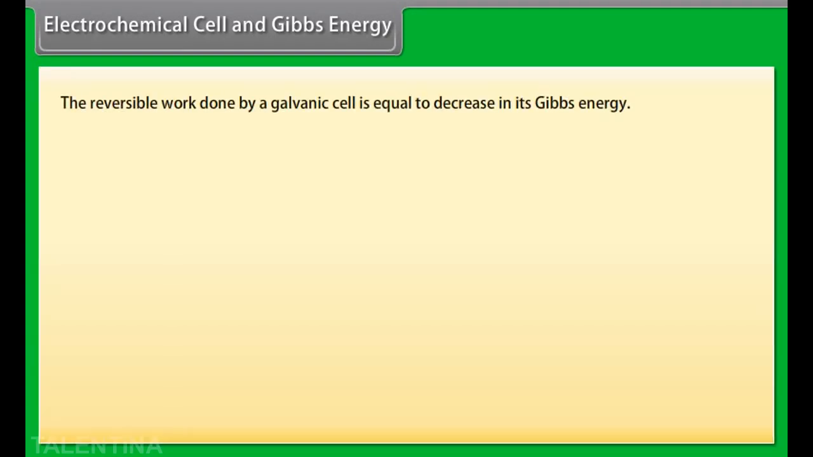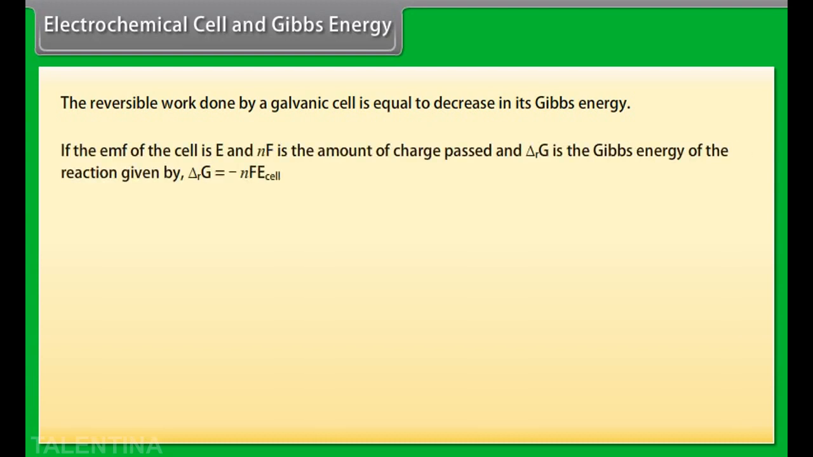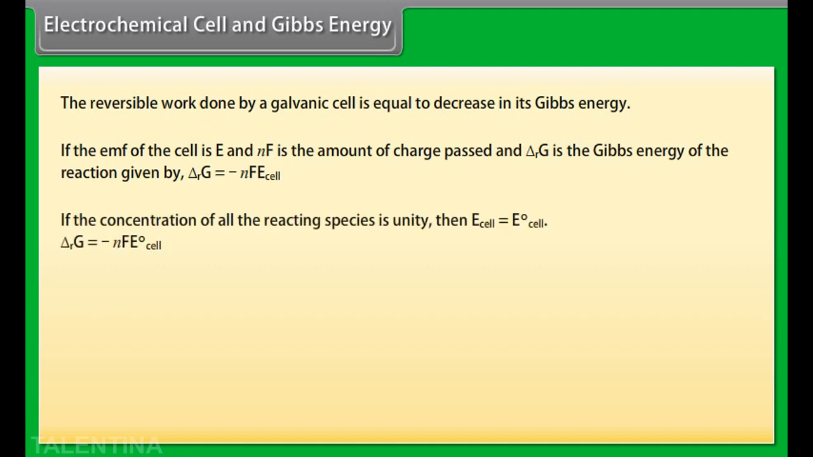Electrochemical cell and Gibbs energy. The reversible work done by a galvanic cell is equal to the decrease in its Gibbs energy. If the EMF of the cell is E and nF is the amount of charge passed, and ΔrG is the Gibbs energy of the reaction, then ΔrG is equal to minus nF E cell. If the concentration of all the reacting species is unity, then E cell is equal to E° cell. ΔrG° is equal to minus nF E° cell.